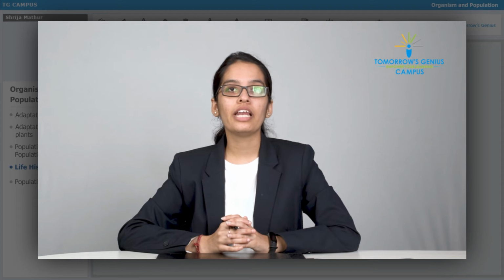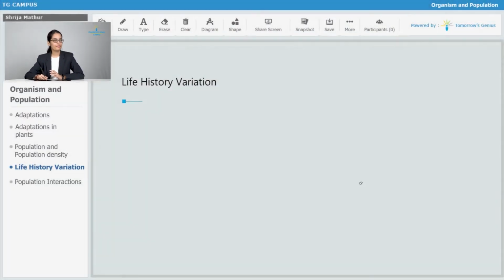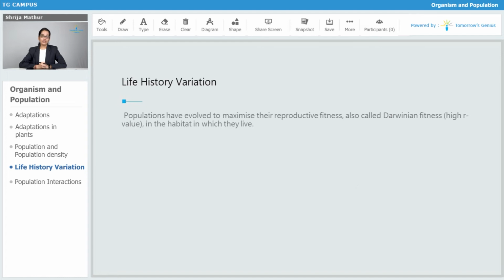Let's talk about the life history variations. Populations have evolved to maximize their reproductive fitness, also called Darwinian fitness, that is, a high r value in the habitat in which they live. It means they are basically talking about the intrinsic rate of growth, like the birth rate minus the death rate. So basically, human beings have utilized their full capacities to give rise to new individuals. So this is the principle of Darwinism also.